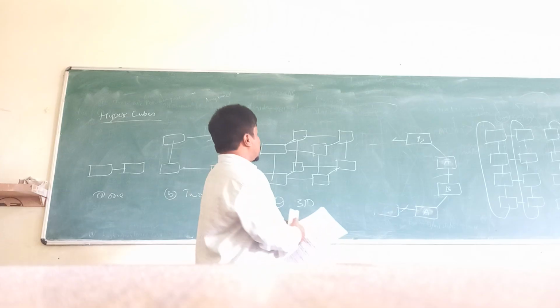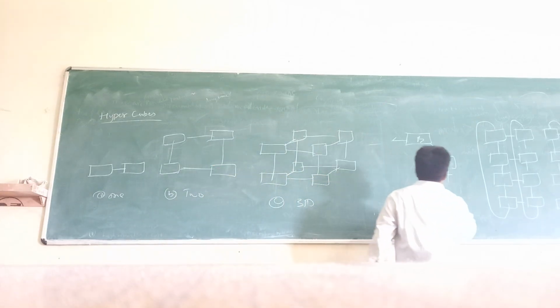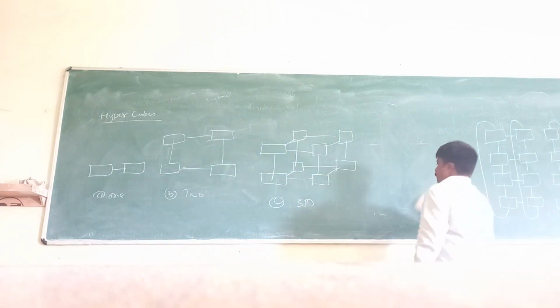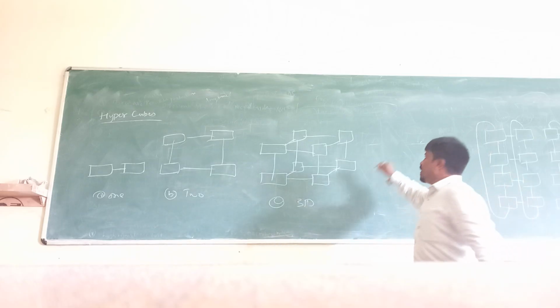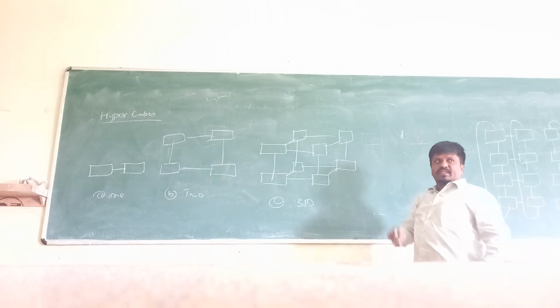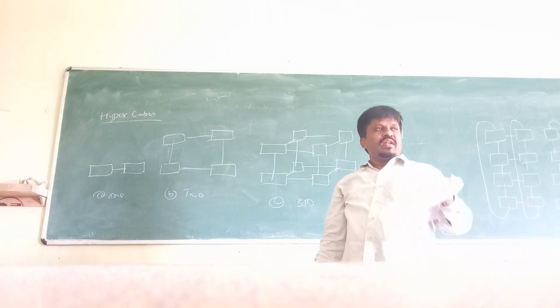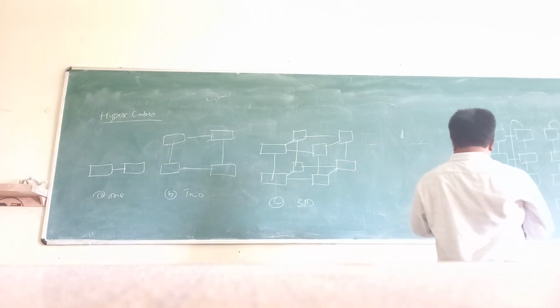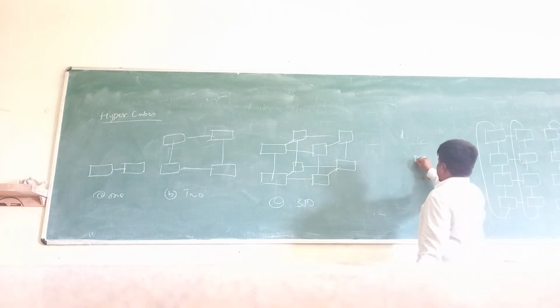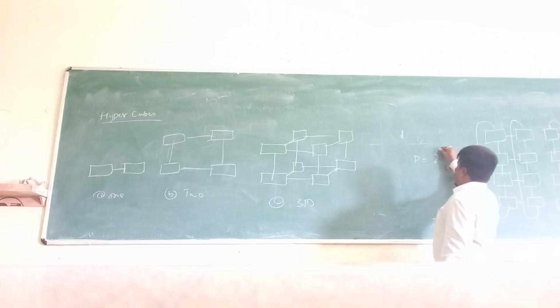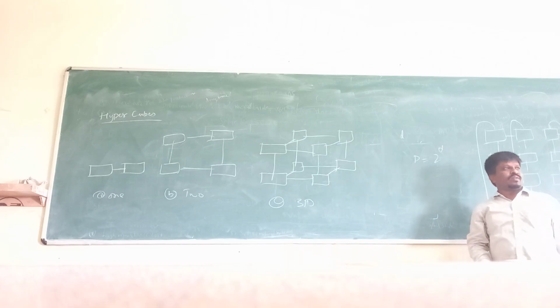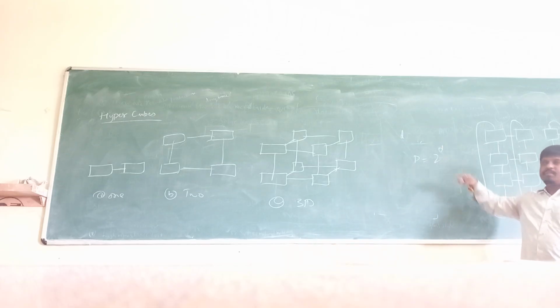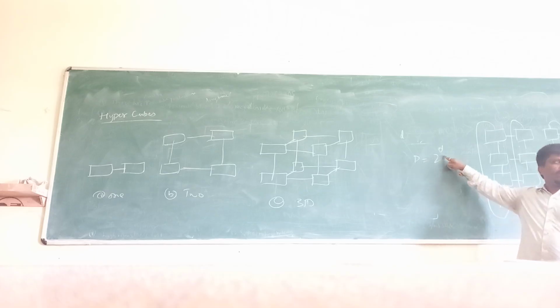Hypercube dimensions are usually expressed with the help of D. If I have P number of processors, I would get 2 to the power of D number of nodes here. D is the number of dimensions.